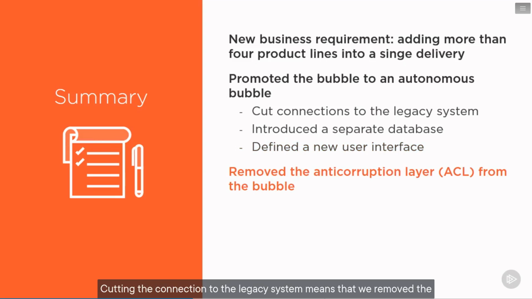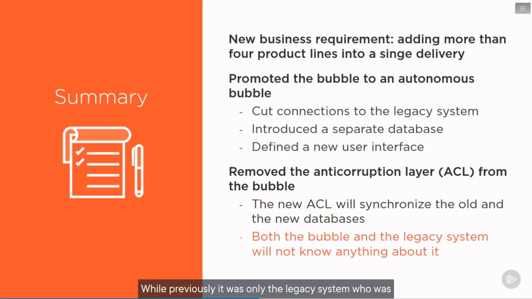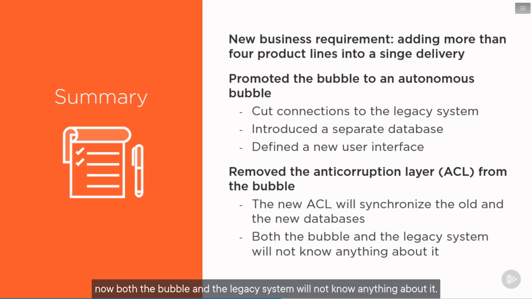Cutting the connection to the legacy system means that we removed the anti-corruption layer from the boundaries of the bubble context. Well, technically it's still there, at least the remnants of it. But we will soon transform it into a bounded context of its own. It will synchronize the old and the new databases. While previously it was only the legacy system that was unaware of the anti-corruption layer, now both the bubble and the legacy system will not know anything about it.